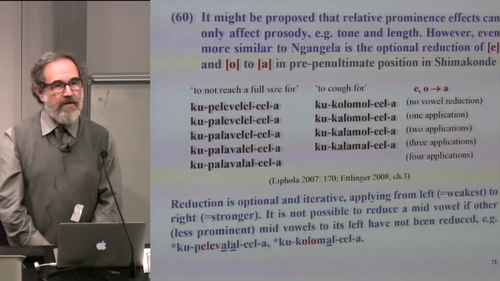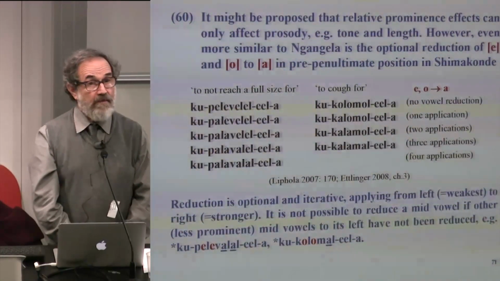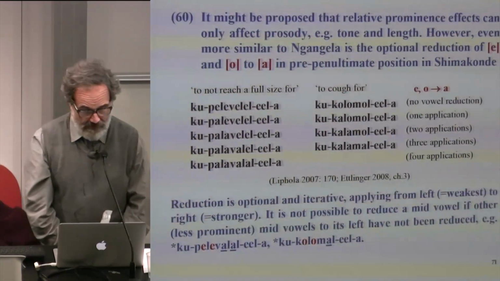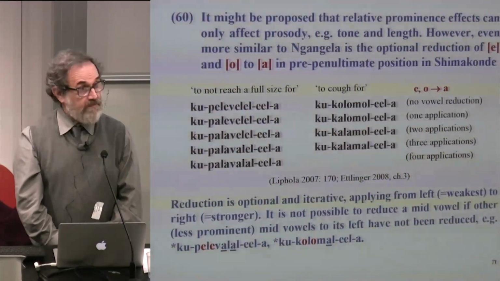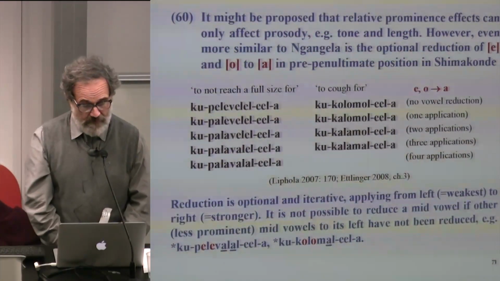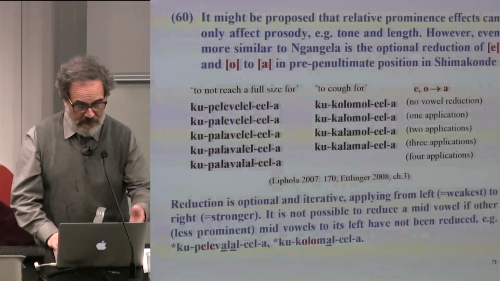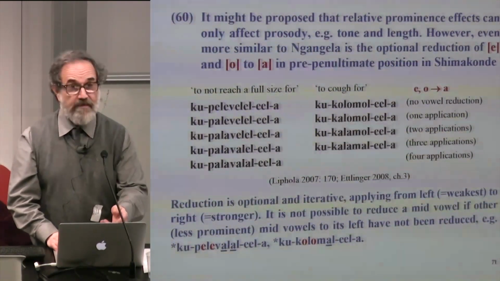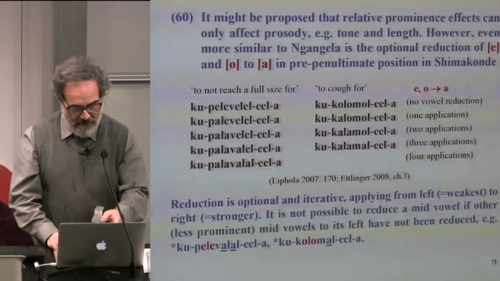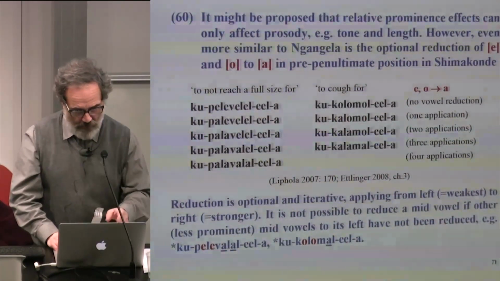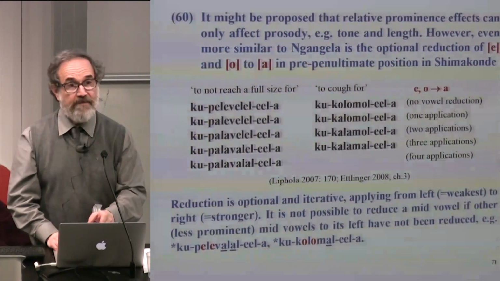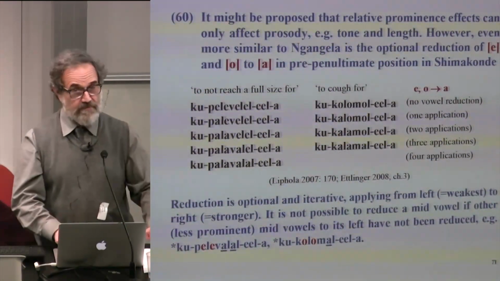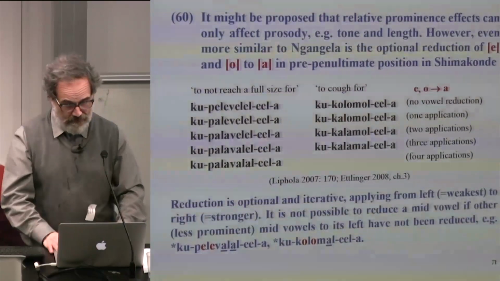Pe, le, ve, le, le, la is our starting point, and you see the penultimate lengthening that I talked about with respect to the Makonde dialects. Since this is an optional rule, you can say, let's just reduce the first one, and you get pa, le, ve, le, la. Or take 2 in the next one, pa, la. Or 3, palavala. Or 4. And then, of course, I can't take the E of the penultimate because it's not subject to reduction. That's a prominent position.